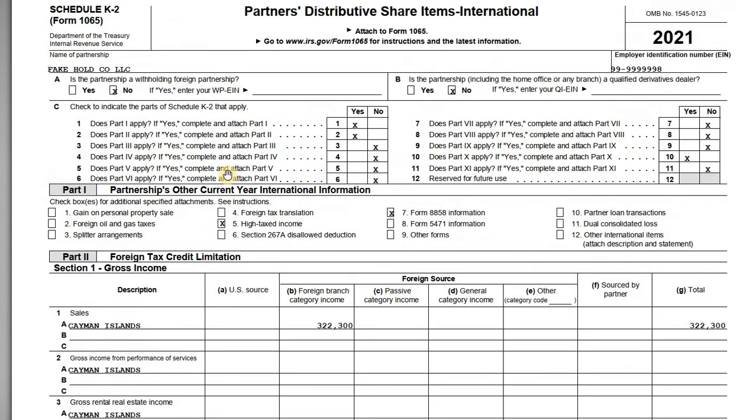So again, in this example, I'm trying to keep it relatively straightforward here. We don't have a lot of unique items up here. We just have the high tax income issue, which I'll show you that worksheet, and then the 8858 disclosure for a foreign disregarded entity. What's unique about that is you don't actually have to attach the 8858 to each Schedule K-3. You just have to indicate that there is a disregarded entity, and so the owners know about that issue.